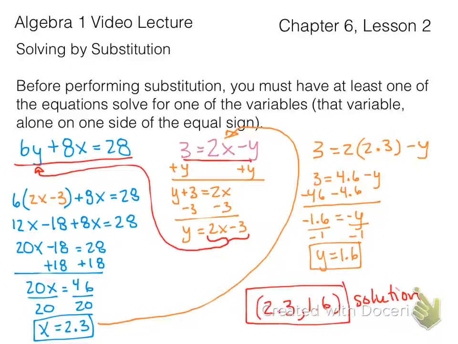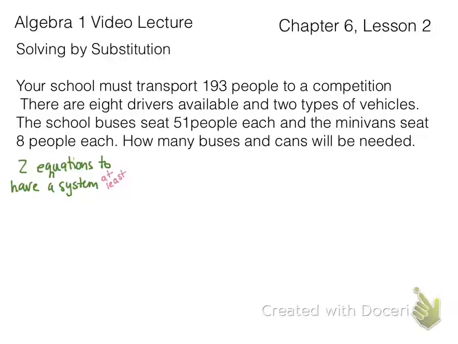Okay, all right. Let's go ahead and do a word problem. Your school must transport 193 people to a competition. There are 8 drivers available and 2 types of vehicles. The school buses seat 51 people each, and the minivans seat 8 people each. How many buses and vans will be needed?